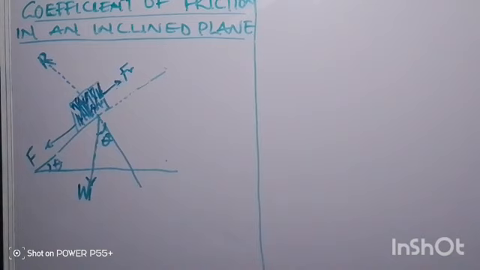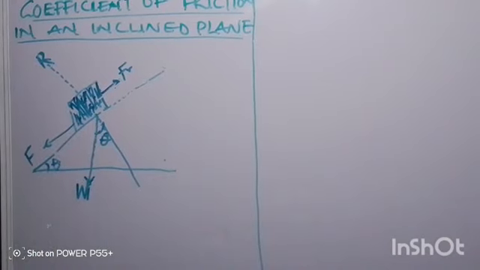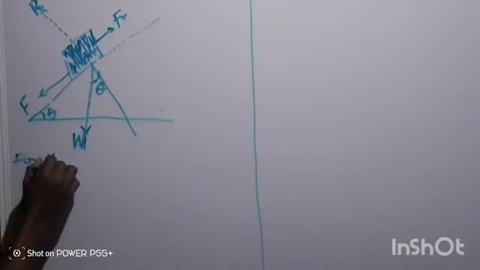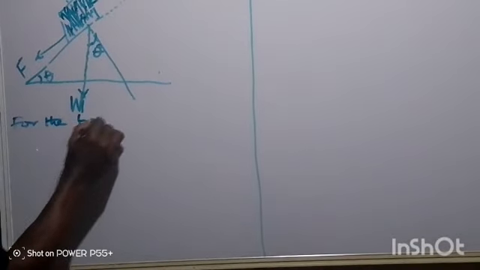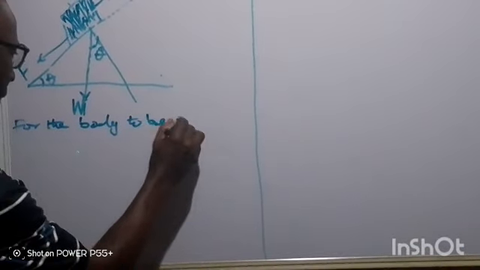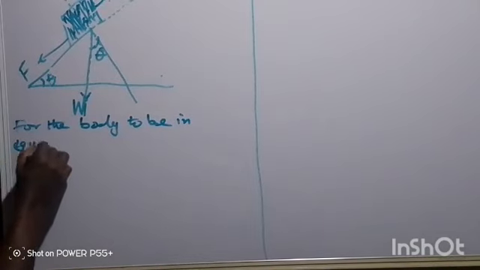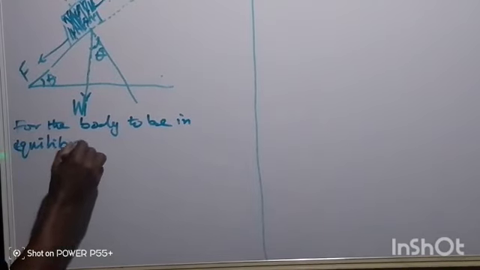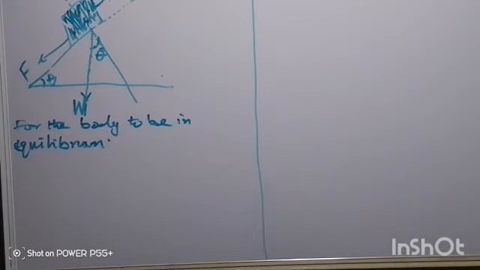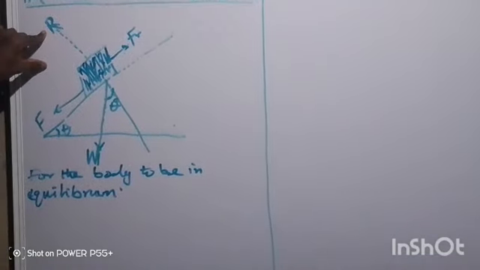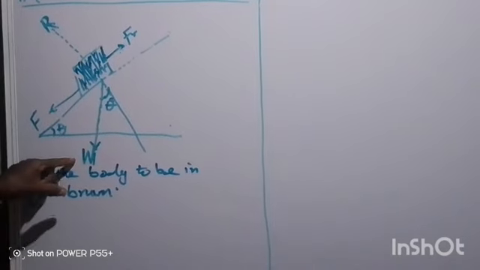Now, let's derive some equations from what we have drawn on the board. For this body to be in equilibrium, this F is a horizontal force. The frictional force also is a horizontal force, while this normal reaction is an upward force, and this one also is an upward force.